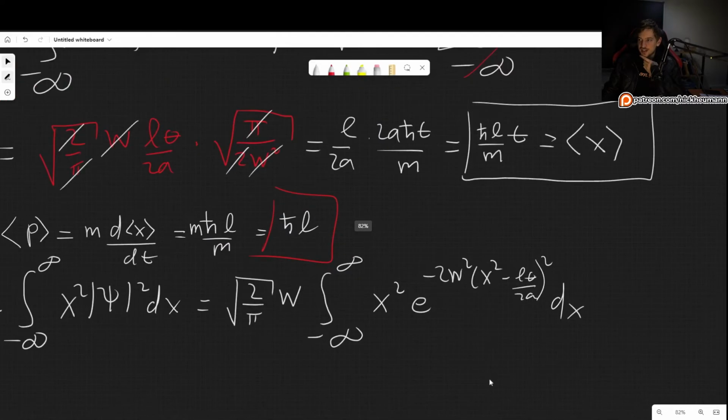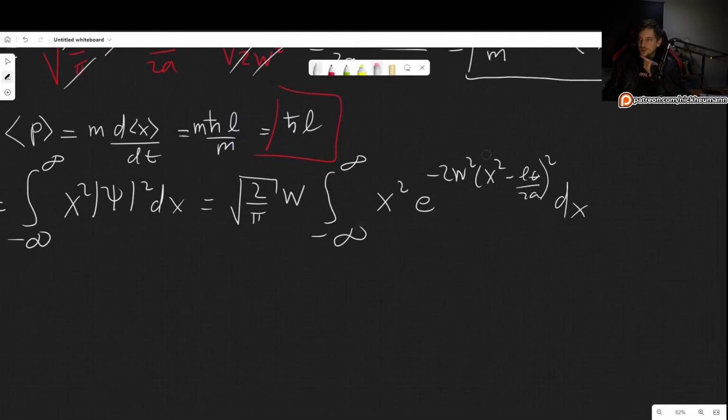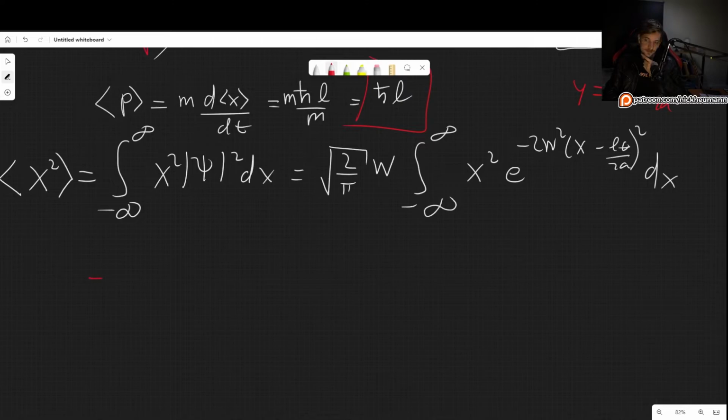So here, just as before, we define, wait, it's not x squared, it's just x. Okay, there we go. So y is going to be x minus L theta over 2a, and thus x is y plus L theta over 2a. So let's rewrite this. Constants go outside, 2 over pi w, and then we integrate, and x squared is now y squared. But we can just write it out explicitly. Sorry, that's y.